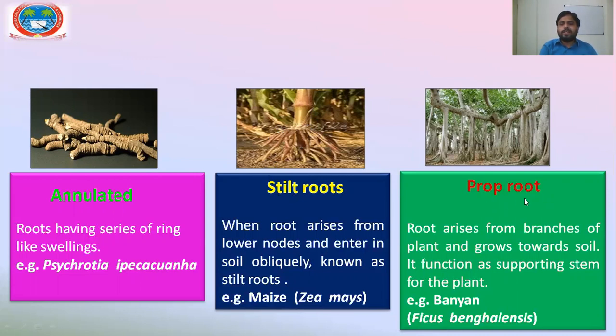The next one is the prop root. Prop root generally occurs in the banyan plant, or Ficus bengalensis. In this plant, the roots are developed from the branches, and they grow again toward the soil and form the base. It gives mechanical support to the plant.